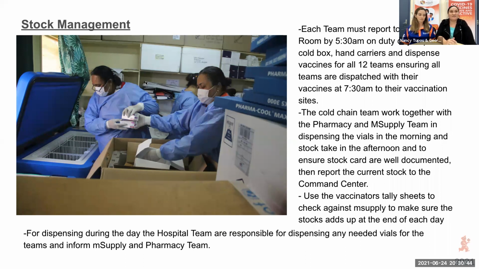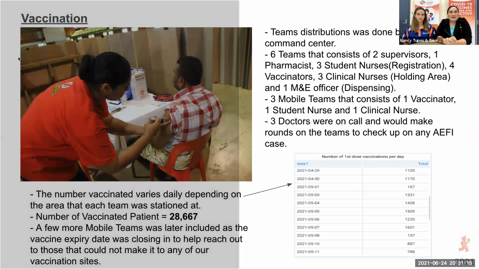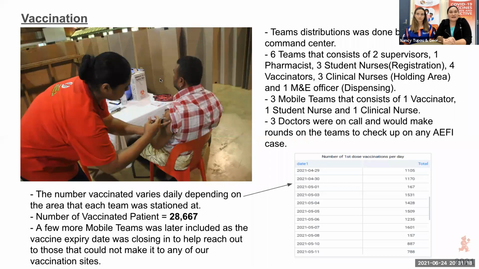As for our vaccination process, our command center did the team distributions, and for our first dose, we had 6 teams that consist of 2 supervisors. These 2 supervisors were also responsible for taking care of our cold chains out on site. We had 1 pharmacist that was responsible for dispensing and also counseling if need be with anyone that comes in for vaccination. Our 3 student nurses were responsible for registration.